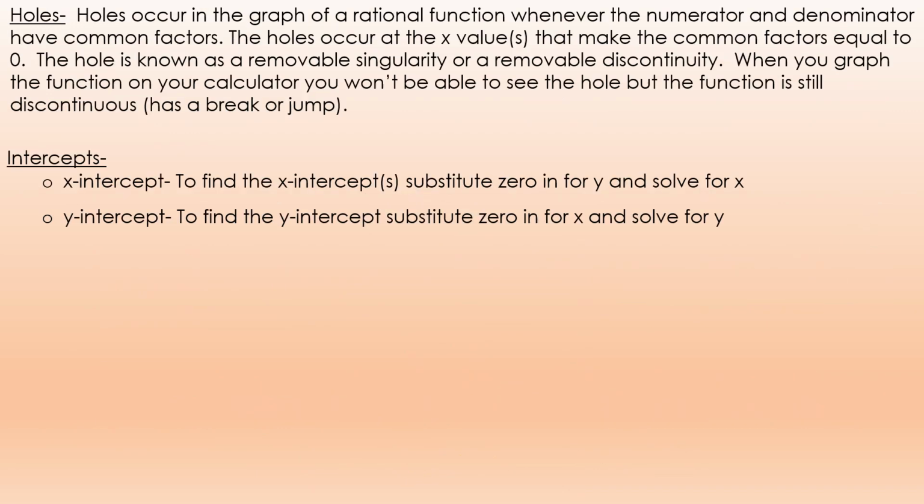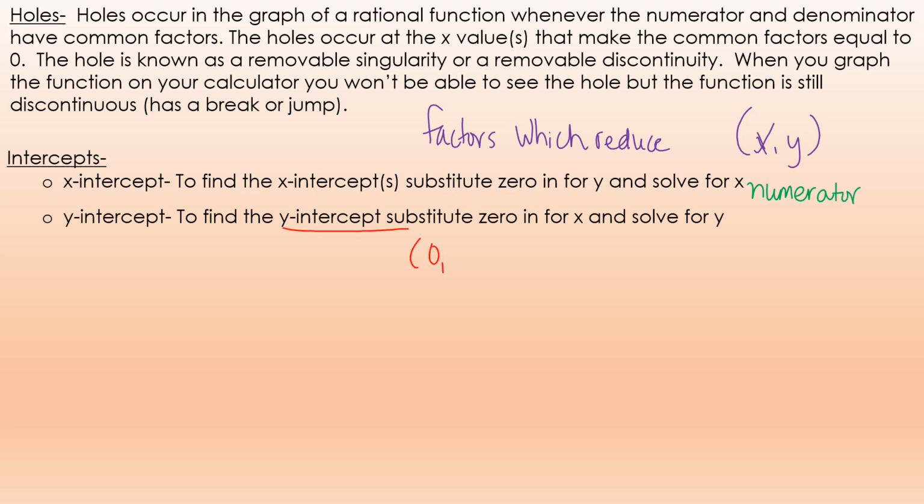Okay. Our next little chunks are the actual holes. So holes occur when you have factors that reduce. And what that will do is it'll give you the x value, and then you'll substitute that x value in to determine the y value. You always want to get an ordered pair so you can actually plot that hole in the graph. Your x-intercepts come from the numerator factors that don't reduce, and for your y-intercept, that just means you let x equal 0 and solve for y.